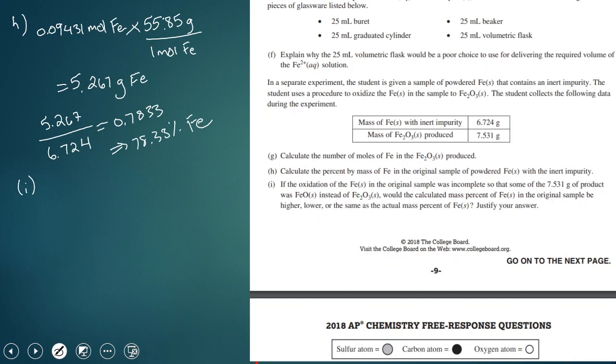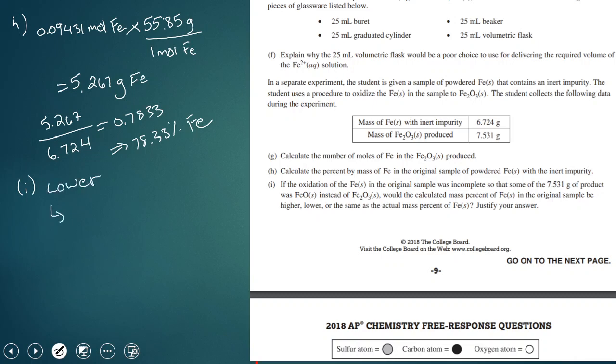Okay, so if we think about this carefully, if we have any FeO, then we're going to have a higher actual mass percent of Fe than a completely oxidized sample. And so when the moles are calculated, the calculated number of moles and then the calculated mass percent is going to be lower compared to the actual. So the answer is lower.